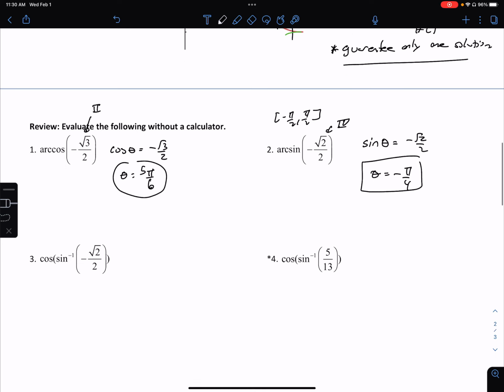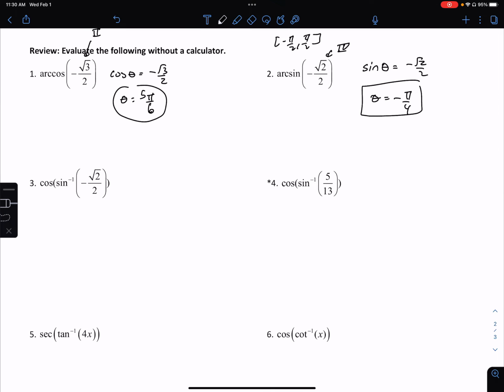So let's take a look at some more here really quickly again. If I want to find the cosine of the inverse sine of negative root 2 over 2, I'm going to work the inside first. So it asks, where does the sine of theta equal negative root 2 over 2, which we already know from part 2, so we know theta is negative pi over 4. But now they want to know, what is the cosine of negative pi over 4? The cosine of negative pi over 4 is just positive root 2 over 2, and there's our answer.